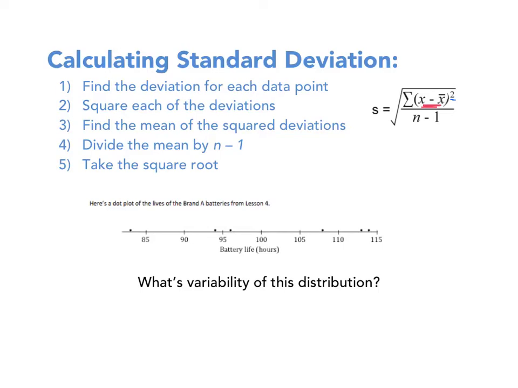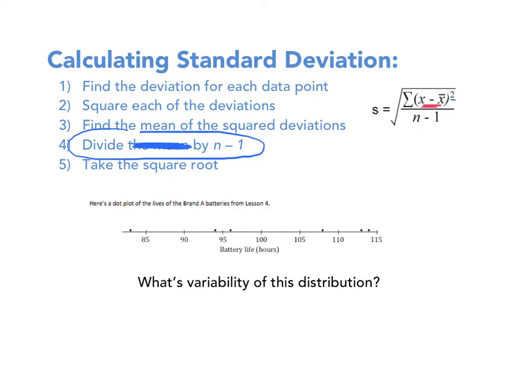And this step right here shouldn't say the mean. This is how you find the mean. So you don't divide the mean by n minus 1, you divide by n minus 1. Sorry for that. Make sure you fix that in your notes.